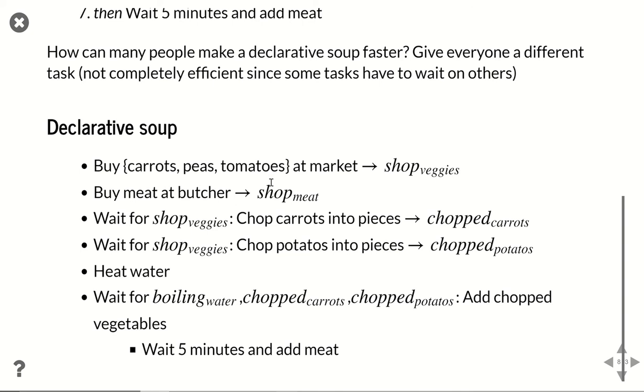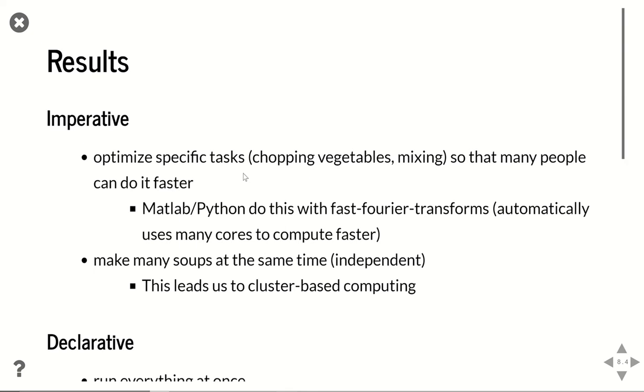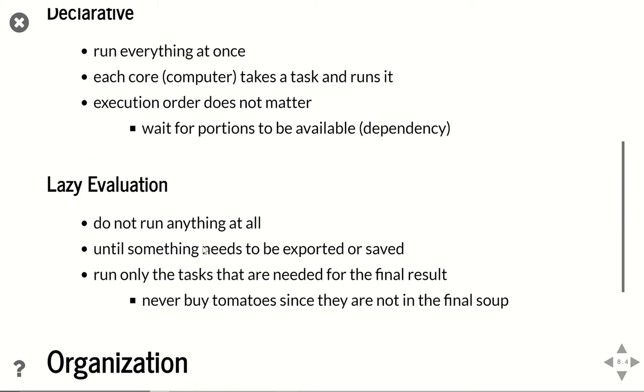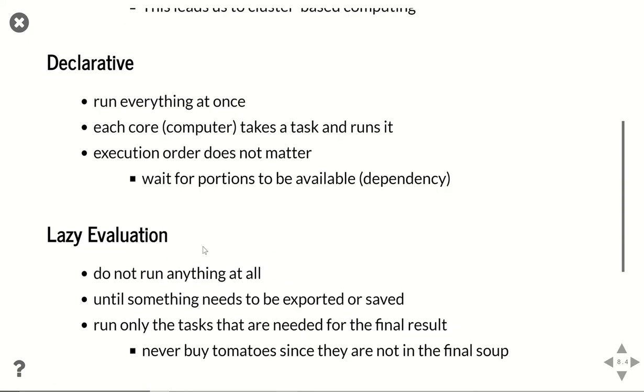If you declare it this way, then you explicitly put what those dependencies are. That shop veggies is completely independent from shop meat, and the order doesn't matter. The result is that you have this imperative approach where you can optimize specific tasks, use multiple cores, use threading and everything to do that individual piece much faster. And declarative, where you have the ability to run everything at once. Execution order doesn't matter because all of the dependencies are specified within each subtask.